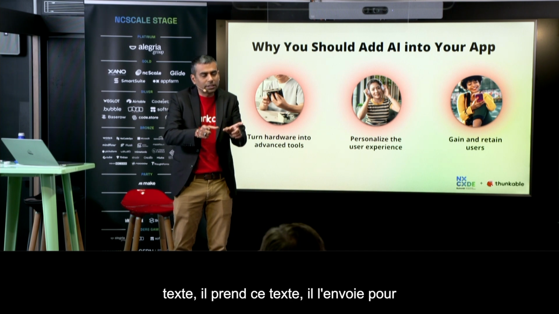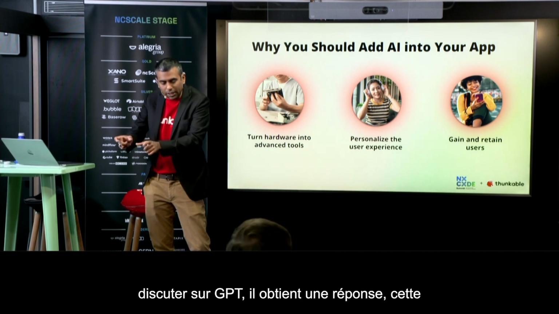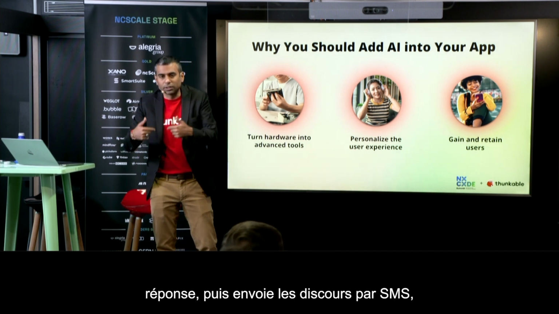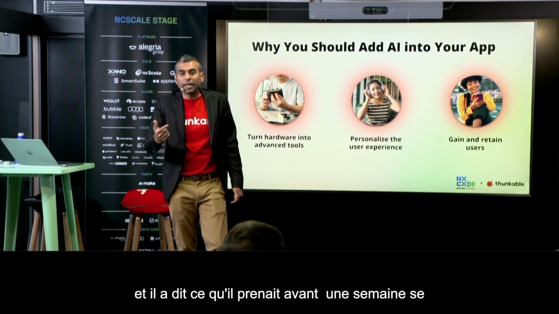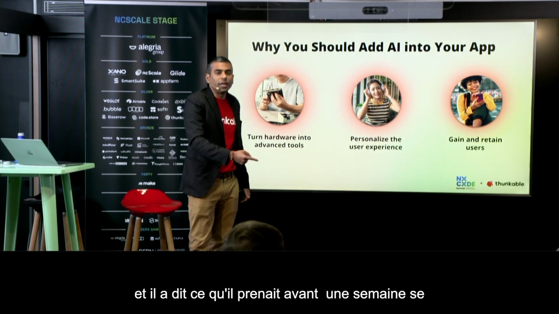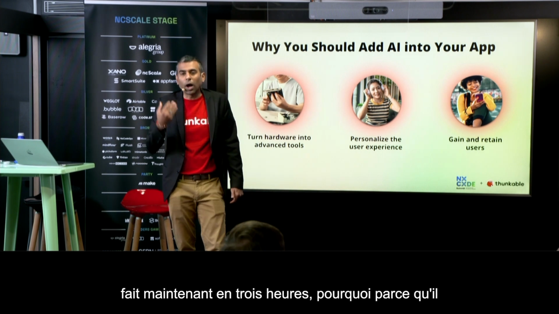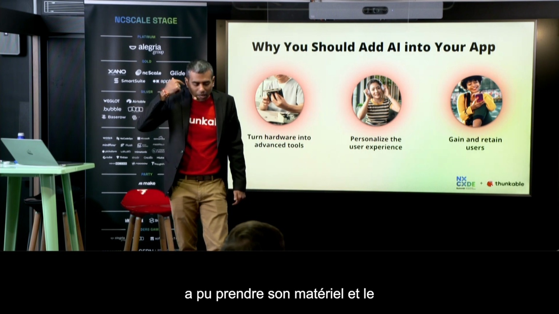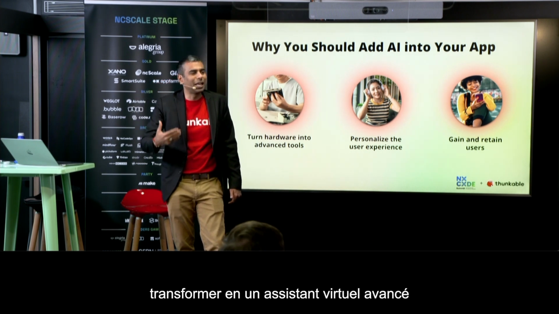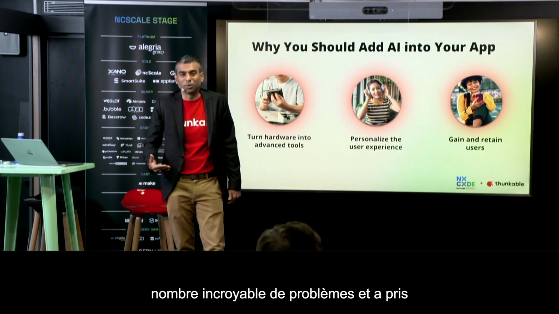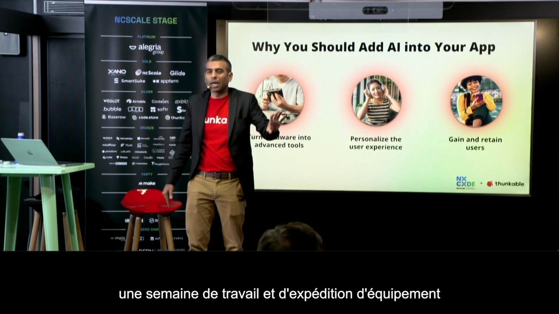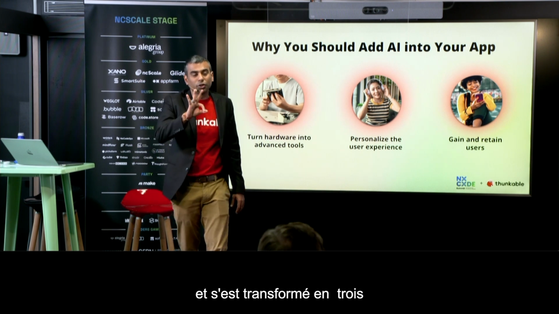So now he has text. He takes that text, he sends it to ChatGPT. He gets a response. That response then goes text to speech and speaks in his ear. And he has a virtual assistant now that's helping him. And he said what used to take a week is now done in 3 hours. Why? Because he was able to take his hardware and turn it into an advanced virtual assistant that helped him solve an incredible number of problems, and took 1 week of work and shipping equipment back and forth and turned it into 3 hours.